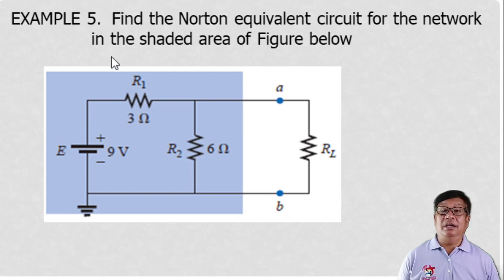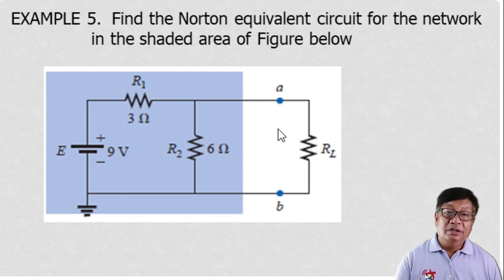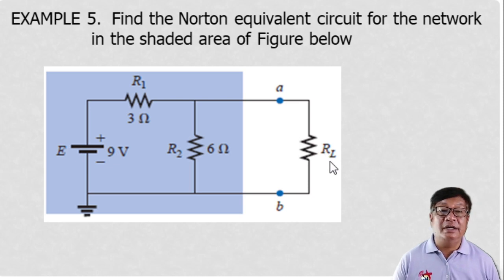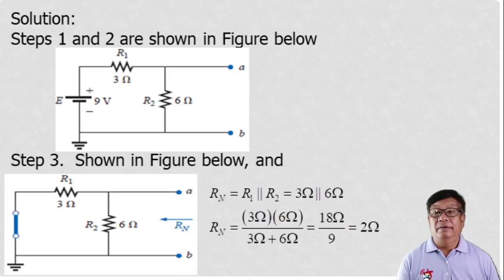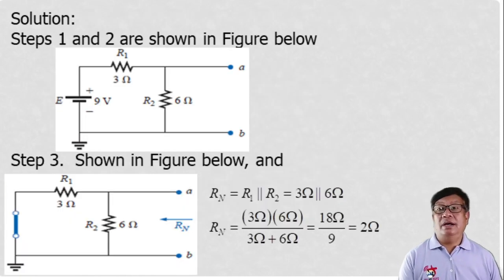So, by the way, hindi lahat ng problem ay ganito kasimple lang ha. So, baka mayroon pa tayong mga complicated circuits, and try to apply those different methods to simplify our circuits here. Okay, so you have the load resistance of R sub L at terminals A and B. So find the Norton equivalent circuit of the network in the shaded area of the figure below. Okay, so let us have these solutions.